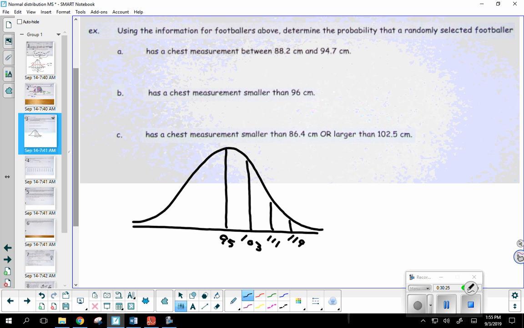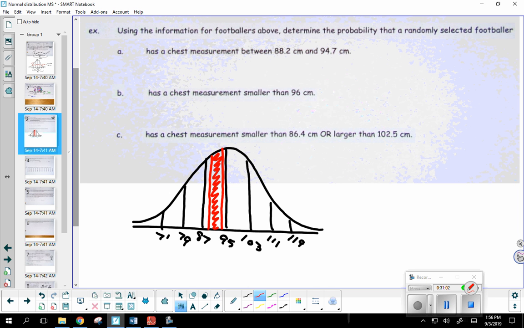Now let's go back in the other direction, but going below that, we're going to subtract. So what values did I get there? 95 minus 8 was 87, 79, and 71, right? Now this question wants to know, what's the percentage of the data that would fall between 88.2, let's say 88.2 is right about here, just a little bit past that 87, and 94.7? So it's almost to that mean. So I'm looking in this region right here.